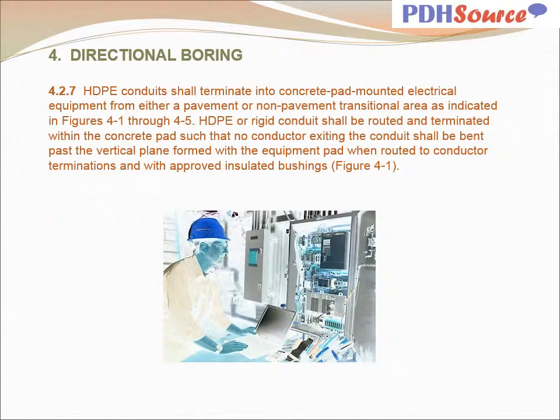HDPE conduits shall terminate into concrete pad-mounted electrical equipment from either a pavement or non-pavement transitional area as indicated in figures 4.1 through 4.5. HDPE or rigid conduit shall be routed and terminated within the concrete pad such that no conductor exiting the conduit shall be bent past the vertical plane formed with the equipment pad when routed to conductor terminations and with approved insulated bushings. Refer to figure 4.1.